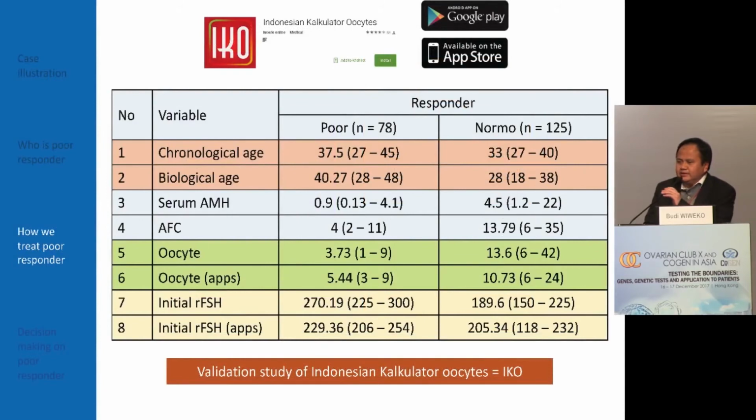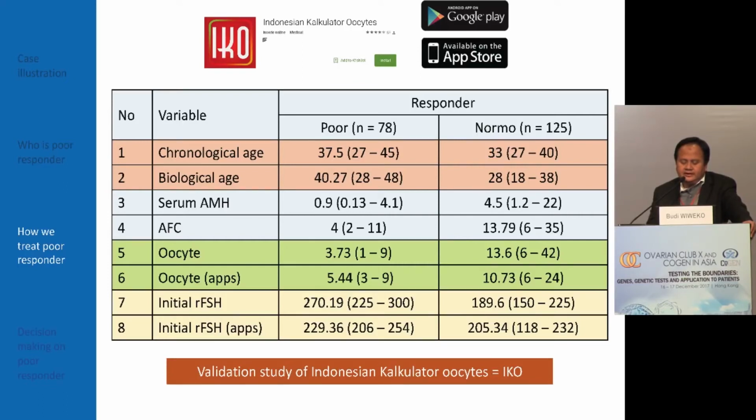So we are trying to make a validation study of this calculator based on poor responder groups and normal responder groups. This compares the chronological age with the biological age. For the poor responder group, this is the real data, 37.5 years old, and the normal responder group is 33 years old. This is the biological age, the age based on serum AMH. The poor responder has a biological age older than the chronological age, and the normal responder has a biological age younger than the real chronological age. And then the oocyte number, this is the real data. The poor responders have a median of around 3 to 4 oocytes, and then this is based on the calculator.